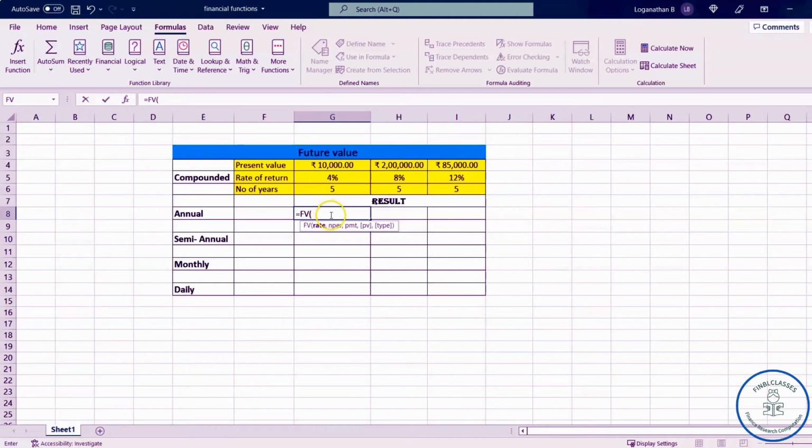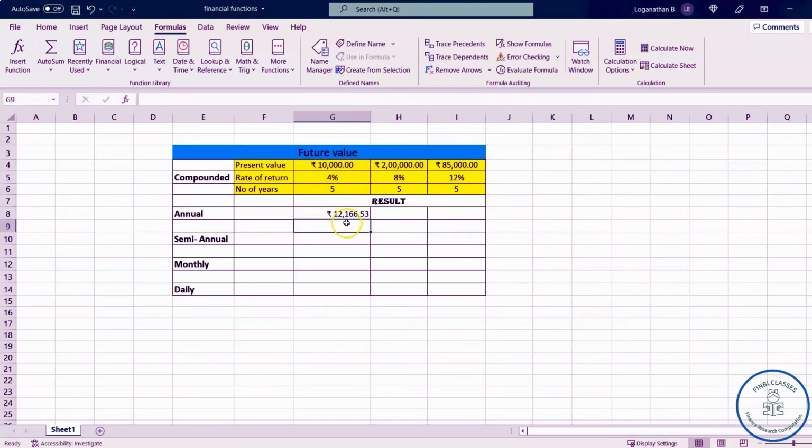you find the argument will be asking for one variable, that is the rate. So I select the rate here, 4%, then comma, and it will be asking for the year, so I'll select the year which is at G6, right? So it is 5 years. Then since there is no annuity over here, I put it at 0, then comma, and it will be asking for the present value. Since I have to put it as a negative value, I put a negative sign, and I select the cell G4. Then I close the parenthesis, and enter.